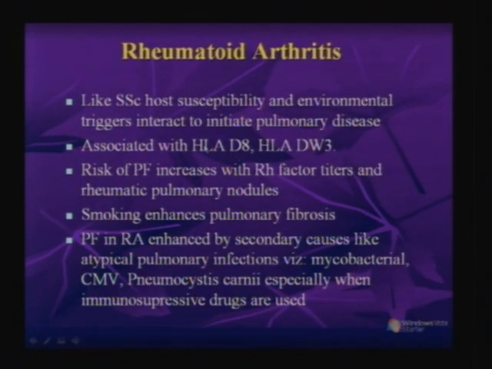Like in systemic sclerosis, host susceptibility and environmental triggers interact to initiate pulmonary disease. Rheumatoid arthritis is often associated with HLA-DR4 and HLA-DW3. The risk of pulmonary fibrosis increases with an increase in rheumatoid factor titers and with rheumatoid pulmonary nodules. Smoking enhances the chances of pulmonary fibrosis in rheumatoid arthritis. Pulmonary fibrosis in rheumatoid arthritis is enhanced by secondary causes like atypical pulmonary infections such as mycobacterial infections, cytomegalovirus, and Pneumocystis carinii, especially when immunosuppressive drugs are used.